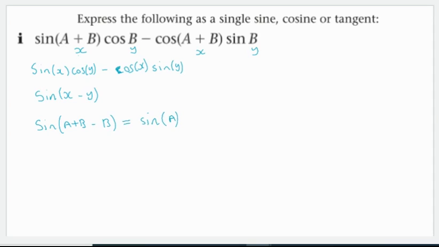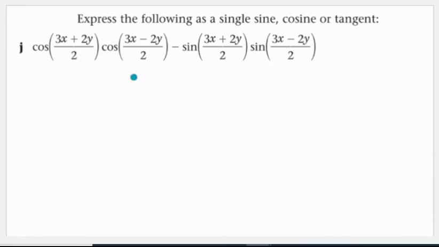Okay, I did say we're going to do one more, but let's just do one more, and I promise this will be the last one. This one looks complicated, but is it? Well, we'll see. I'm going to call this A, and this B. So 3x plus 2y over 2 is A, 3x minus 2y over 2 is B. So this is the same A, and this is the same B.